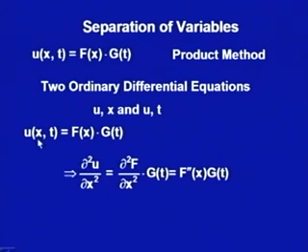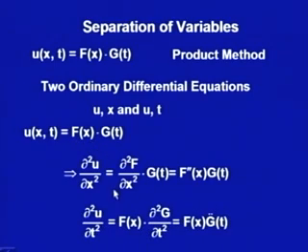Similarly, if I take the partial derivative with respect to t of this function, that will affect only g, but f will remain constant. So, I would get f(x) into the second derivative of g with respect to t. Either you write it as a partial derivative, or we can simply say it is the derivative with respect to t. Let us denote the second derivative with respect to t of g as g double dot. We are just using different notations: the dash means derivative with respect to x, and the dots mean derivative with respect to t.